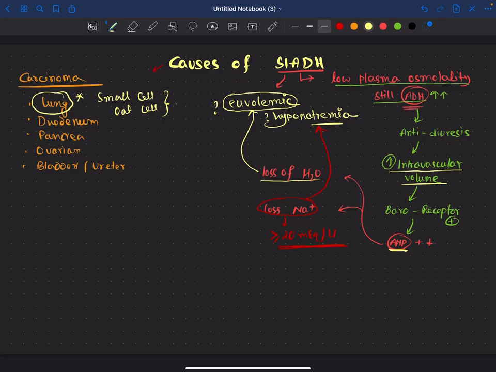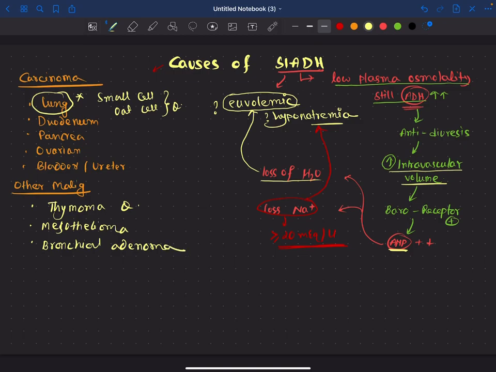That's a question. Next, coming to other malignancies. What are the other malignancies I'm talking about? Number 1 is thymoma. Very important, questions are asked. Thymoma is a question. Next is mesothelioma. Next, bronchial adenoma, not carcinoma. Very important. Next is carcinoid. Very important. Carcinoid. That's a question.